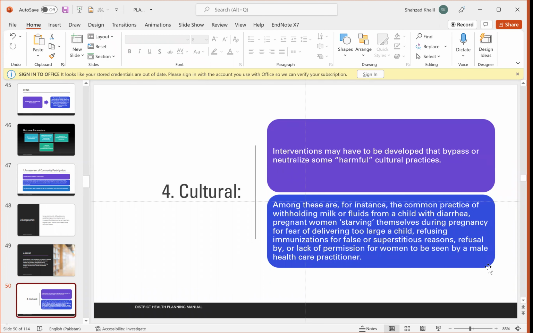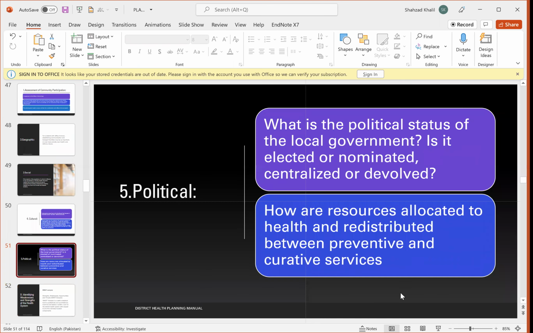Among these are, for instance, the common practice of withholding milk or fluid from a child with diarrhea, pregnant women starving themselves during pregnancy for fear of delivering too large a child, refusing immunization for false or superstitious reasons, and refusal by, or lack of permission for, women to be seen by a male healthcare practitioner. Political: what is the political status of the local government? Is it elected or nominated, centralized or devolved? How are resources allocated to health and redistributed between preventive and curative services?